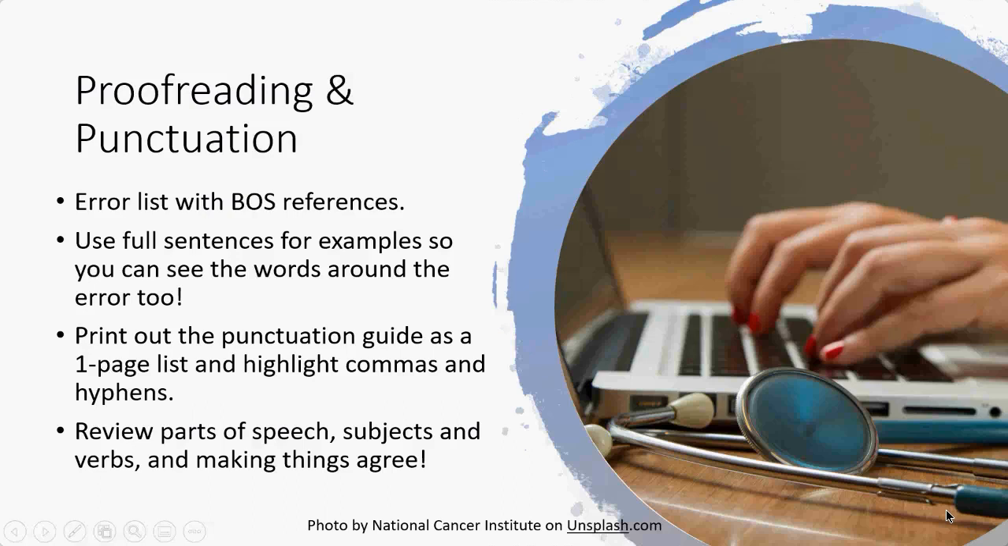For proofreading, any grammar or punctuation errors I had went on a list with some BOSS references, Book of Style references that go along with them. So for hyphens, I have a full page of errors because I had a lot of those. And it took me a lot longer than I'd like to admit to realize that compounds had to be modifying something. So I really recommend putting the full sentence, because had I been doing this, I probably would have spotted that a little bit earlier. So yeah, this will create a nice list of things that you can look at a glance in your proofreading phase.